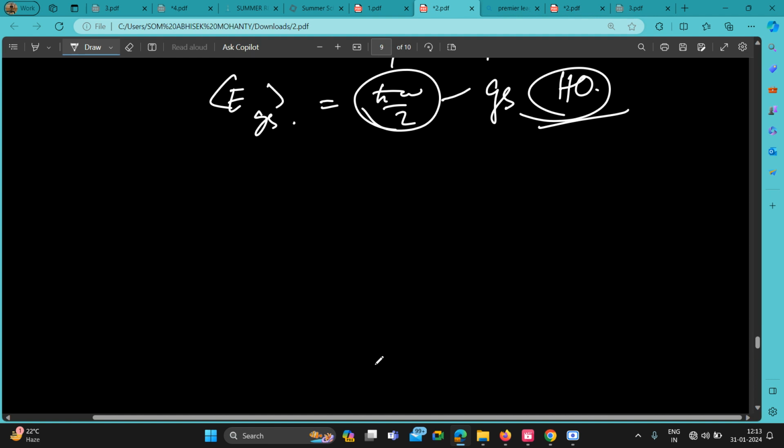Next I will move to WKB approximation. This is the easiest question that comes. Just one formula will help you. No need to go into the complete theory.